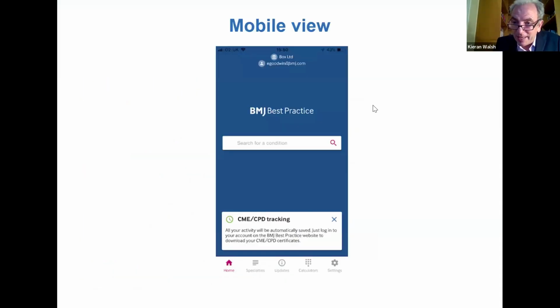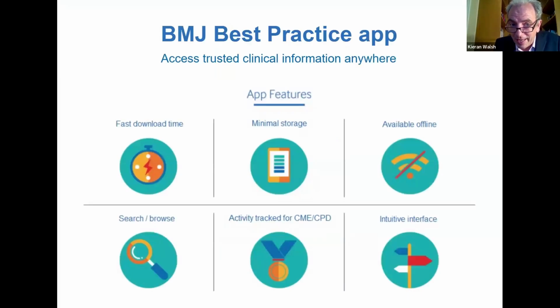I should say that accessibility of the evidence is almost as important as the evidence base itself. If you can't access the evidence, you won't be able to learn about it and use it. And so BMJ Best Practice is mobile optimized, regardless of the type of mobile phone you might have. There is also an app which is quick and easy to download and uses minimal storage in your phone and is available offline. And you can download it on your own personal phone as well.